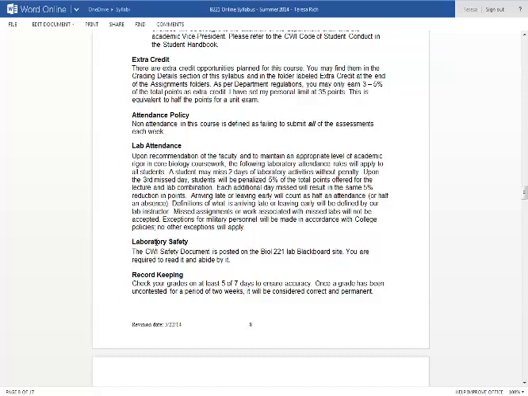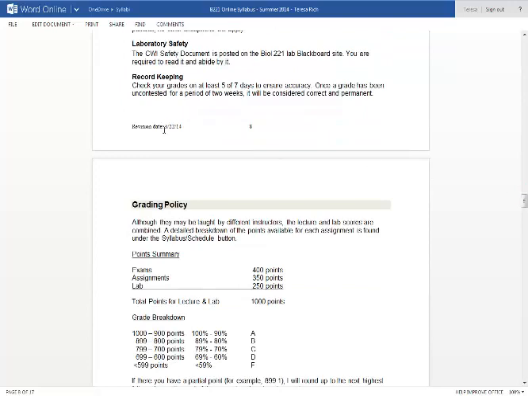Now, I mentioned laboratory safety because that is vitally important. We don't want anybody to get hurt or sick in the course of taking the lab. So make sure you read through the lab safety document, which is posted by your lab instructor. Record keeping: make sure that you take a look at my grades so that you can see what grade is posted. If you have any questions, you need to get back to me within a week.